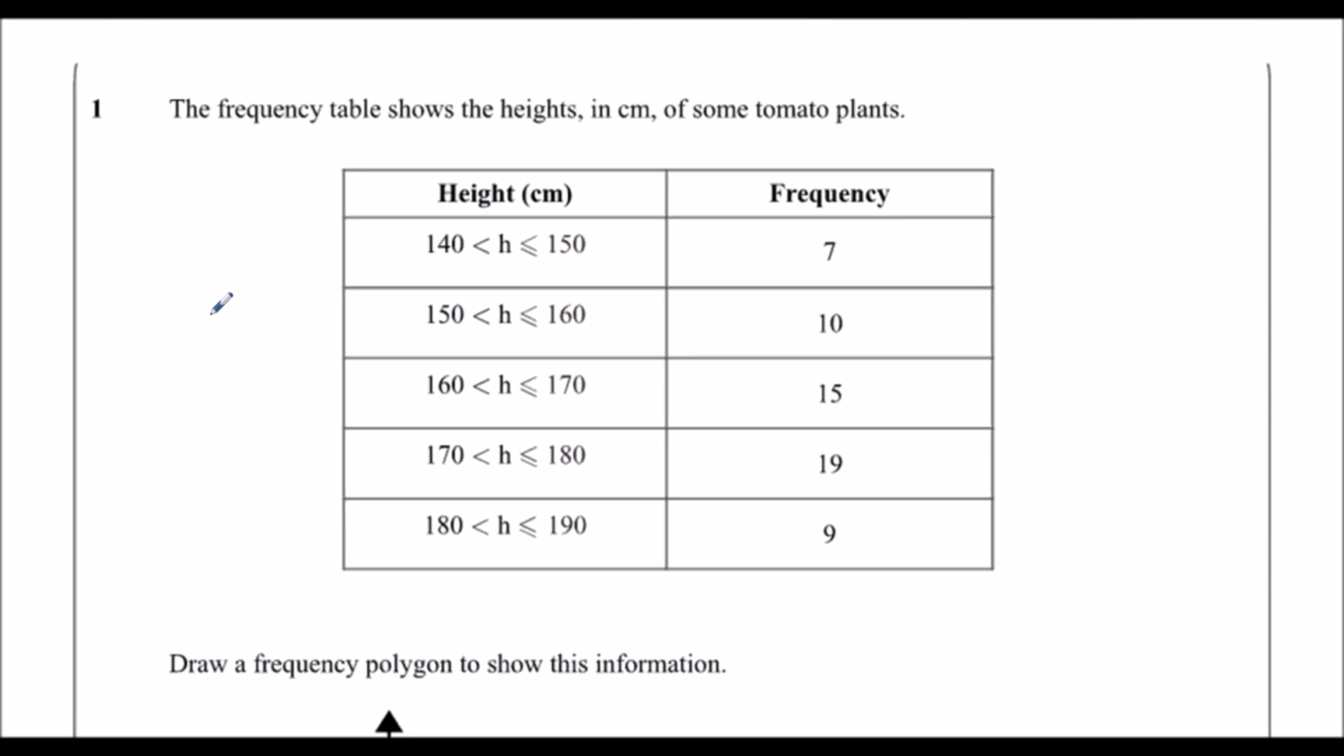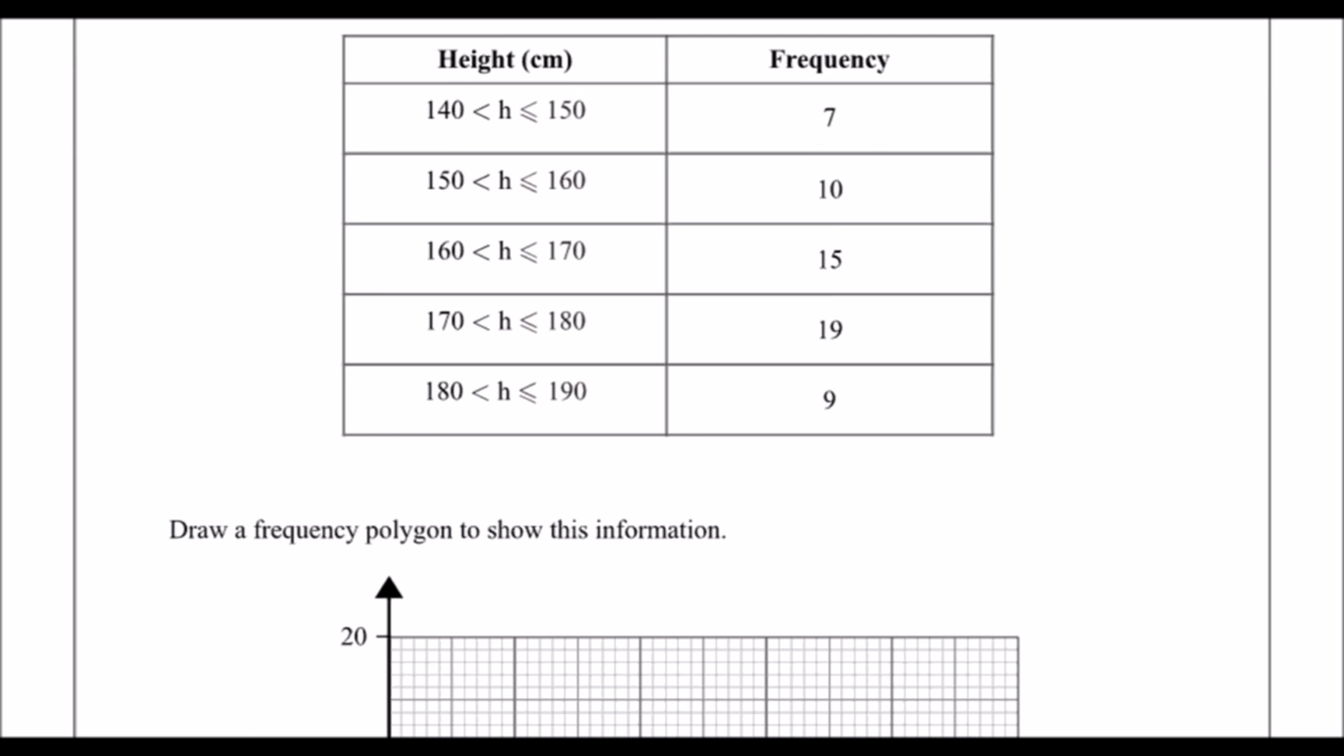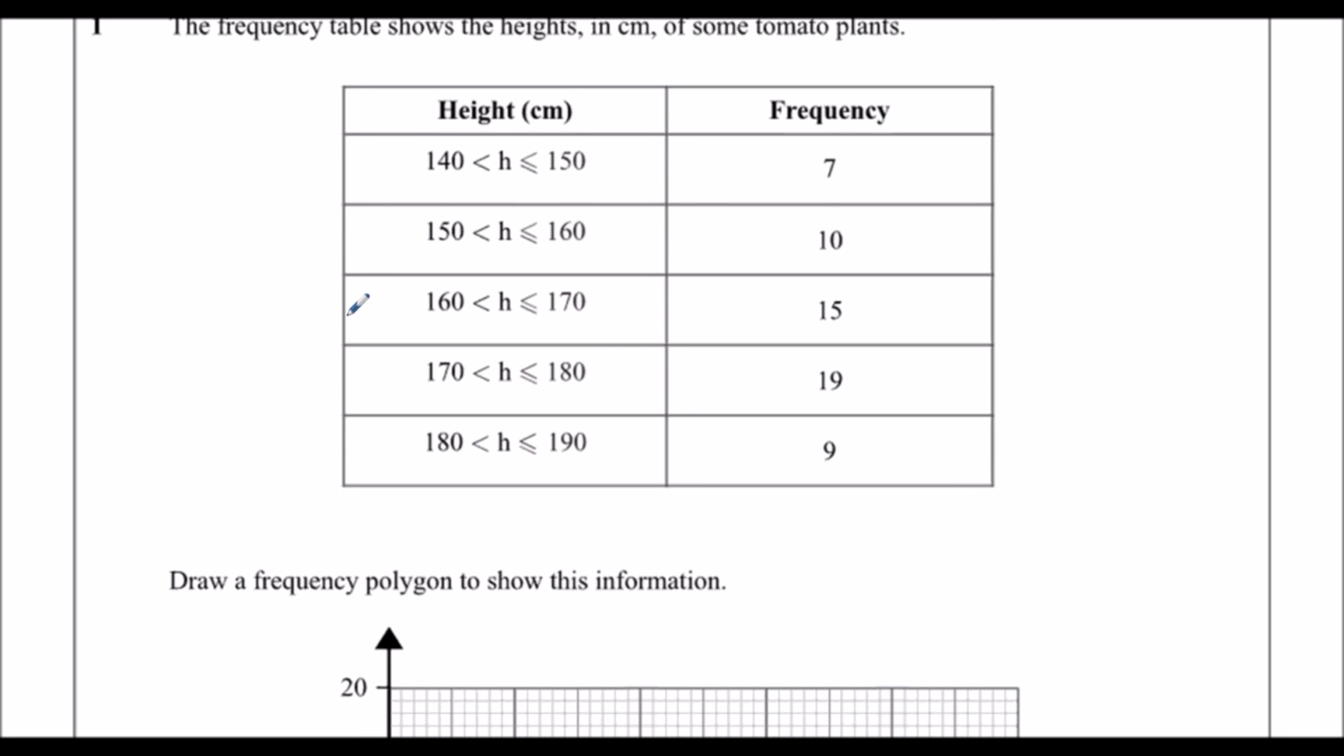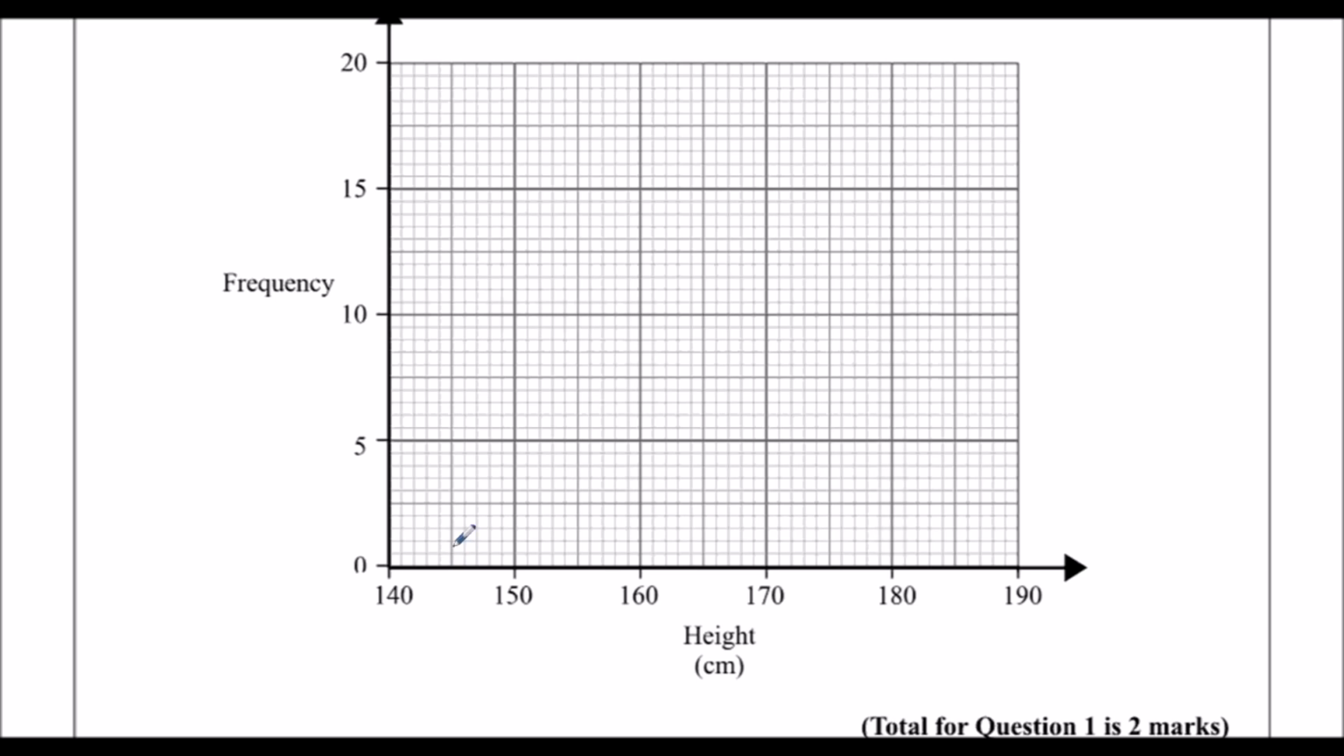Okay, question 1. So we've got a frequency polygon question. The frequency table shows the heights in centimeters of some tomato plants. And we need to draw a frequency polygon. In a frequency polygon, we plot the midpoint against the frequency. The middle of 140 and 150 is 145. So it's 145 against 7. So 145 and then 5, 6, 7.